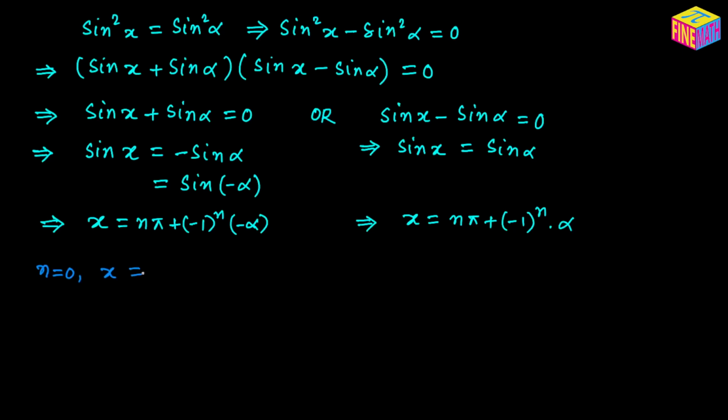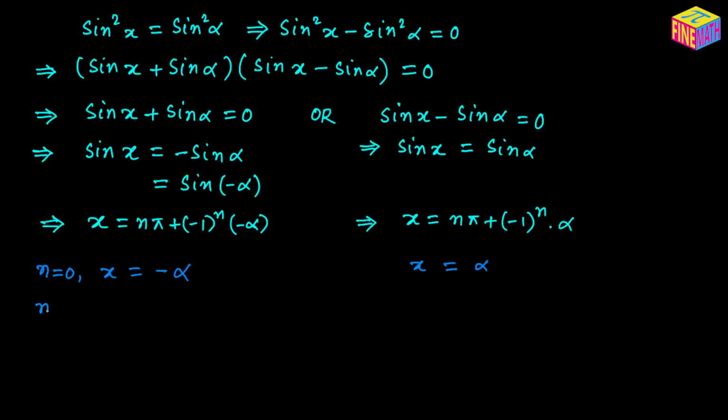Then what would be x? Well, x would be equal to 0 plus negative 1 raised to the power 0 times negative alpha. So that would be 0 plus positive 1 times negative alpha. So that would be negative alpha. And on the other one here, if we use n equals 0, then we are going to get just a positive alpha. So here x will be positive alpha.